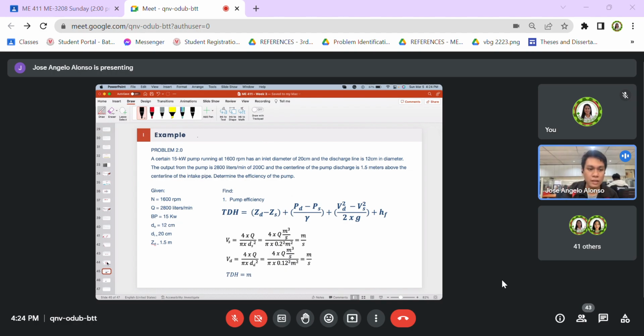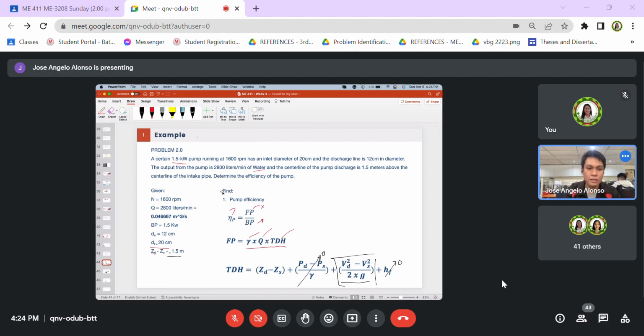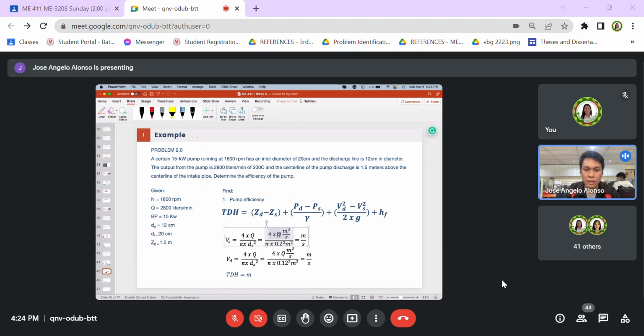So using our value for the volumetric flow rate, we can get the velocity at suction side by dividing it into the area ng suction, which is pi diameter, which is 0.2 meter squared divided by 4. And ang magiging value niya is 4.126 meter per second.